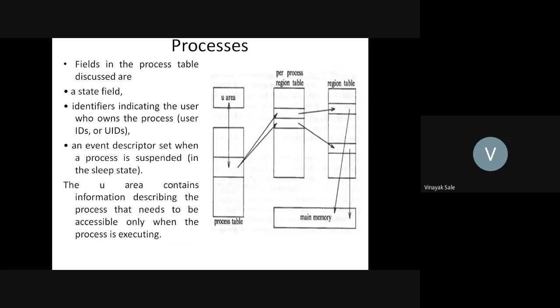So the fields in the table are discussed as the state field, then identifiers containing the user who owns the process, that is the UID or user ID, and then an event descriptor, set when a process is suspended in the sleep state. And the U area contains information describing the process that needs to be accessible only when the process is executing.